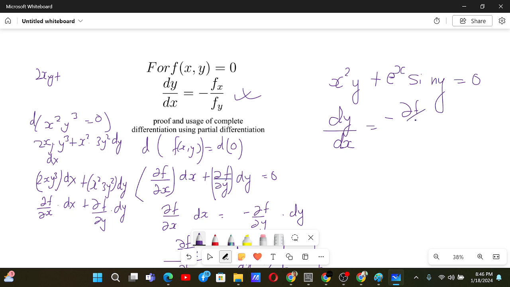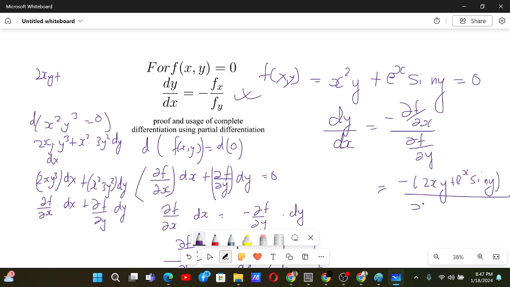where this whole function is f, divided by partial derivative of f with respect to y. You can just use that. And now this is easy. df by dx will be 2xy plus e to the power x sin y, and df by dy will be x square plus e to the power x cos y. See, we get the answer in one step. So it's really easy to find derivative in this way.